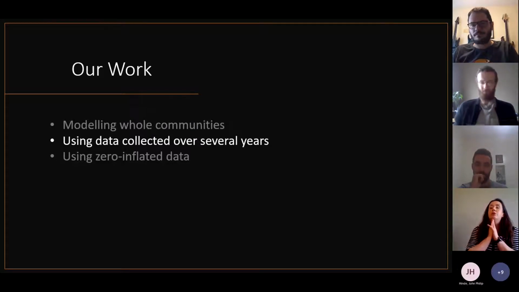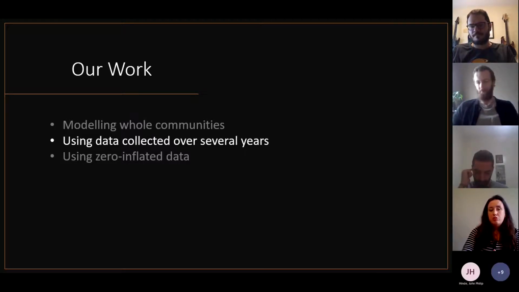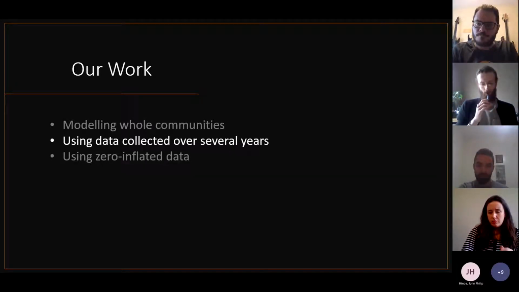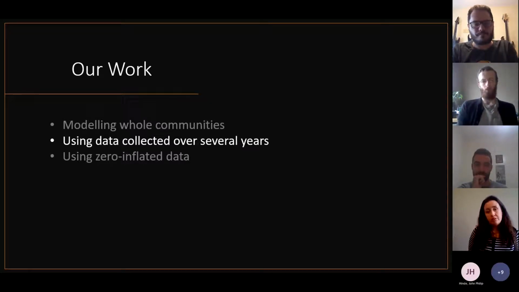Next, we wanted to look at working with data that was collected over several years, so long time frames. One of the assumptions of the N-mixture model is that the populations are closed with respect to births, deaths, and migration. What that means is we're assuming that during the time that the data was collected, the population sizes didn't have a chance to change due to births, deaths, or migration. And this is obviously a really restrictive assumption in a real-world setting. It restricts us to just data that was collected within a very short time frame. If we want to look at data that is collected over longer time frames, we need to work on relaxing this assumption. And that's what we wanted to do.